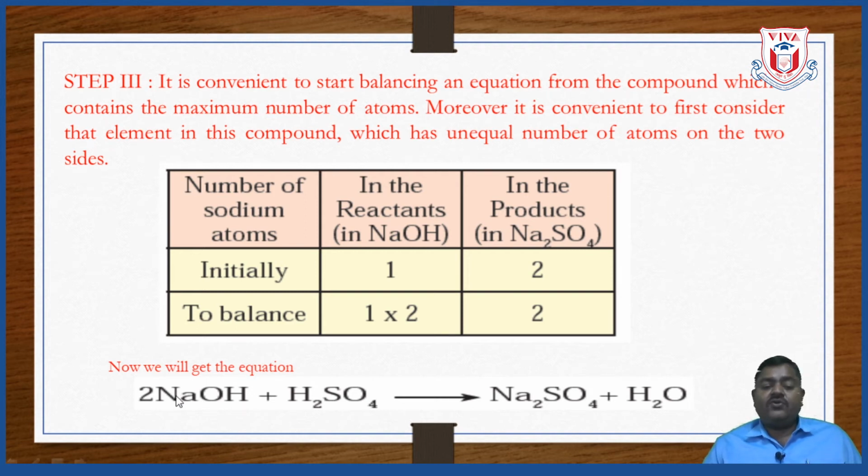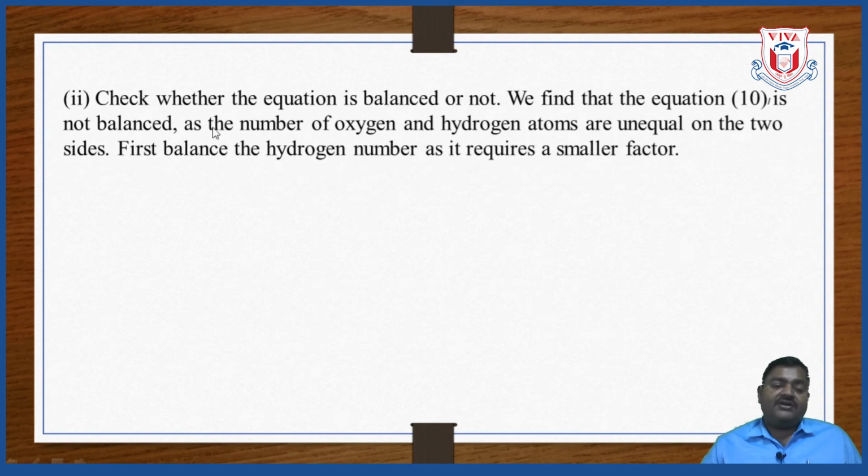Here hydrogen, 2 hydrogen again, and here 2 hydrogen, total 4 hydrogen, and on the product side only 2 hydrogens are there. Now this equation that we get by writing 2 in the beginning of this reaction is again an unbalanced equation. So for the second time we will check whether the equation is balanced or not. We find that this equation is not balanced as the number of oxygen and hydrogen atoms are unequal. Oxygen आणि हायड्रोजनची जी संख्या आहे ती वेगवेगळी झाली परत.